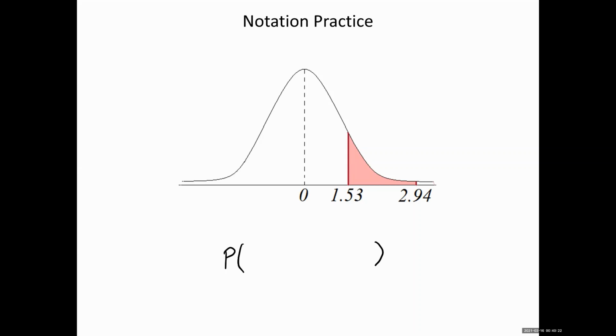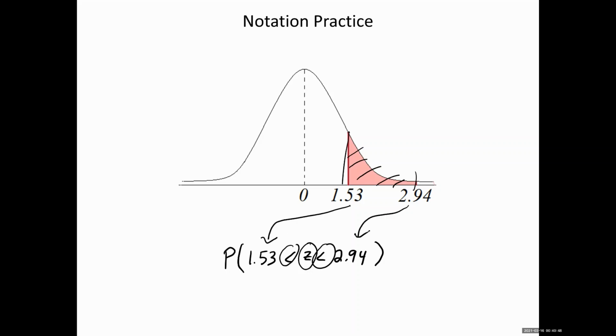Now someone tell me what goes inside the parentheses. 1.53 less than Z less than 2.94. Right, okay. So again, when you're shading between two numbers, put the Z in the middle, put less thans here, okay? And then the left number, or the smaller number, first, the right number, or the bigger number, second. Okay, so if I give you a picture, that's how I write the notation.